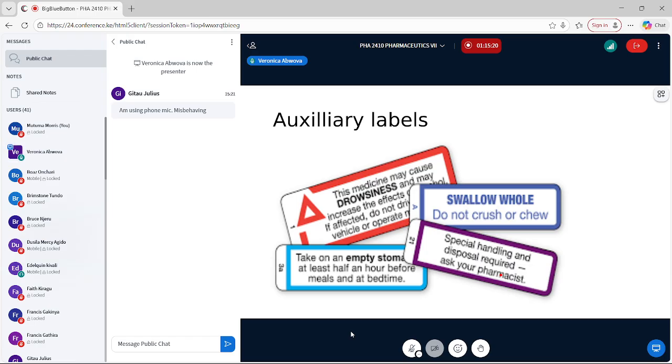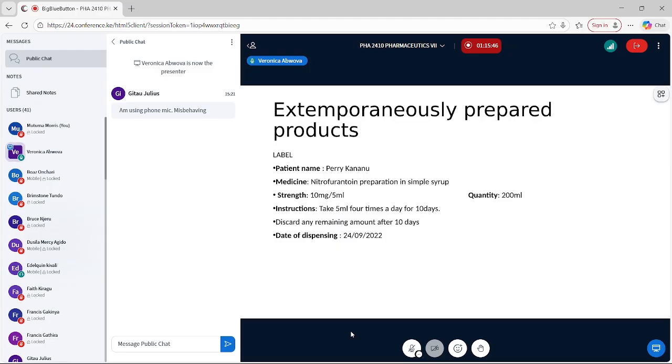And if you go to PPB, you will find that there are regulations for drug disposal, okay? Then things like take on an empty stomach at least half an hour before meals and at bedtime, okay? Or this medicine may cause drowsiness and may increase effects of alcohol. If affected, do not drink, do not drive or operate machines, okay? Those are auxiliary labels, okay?